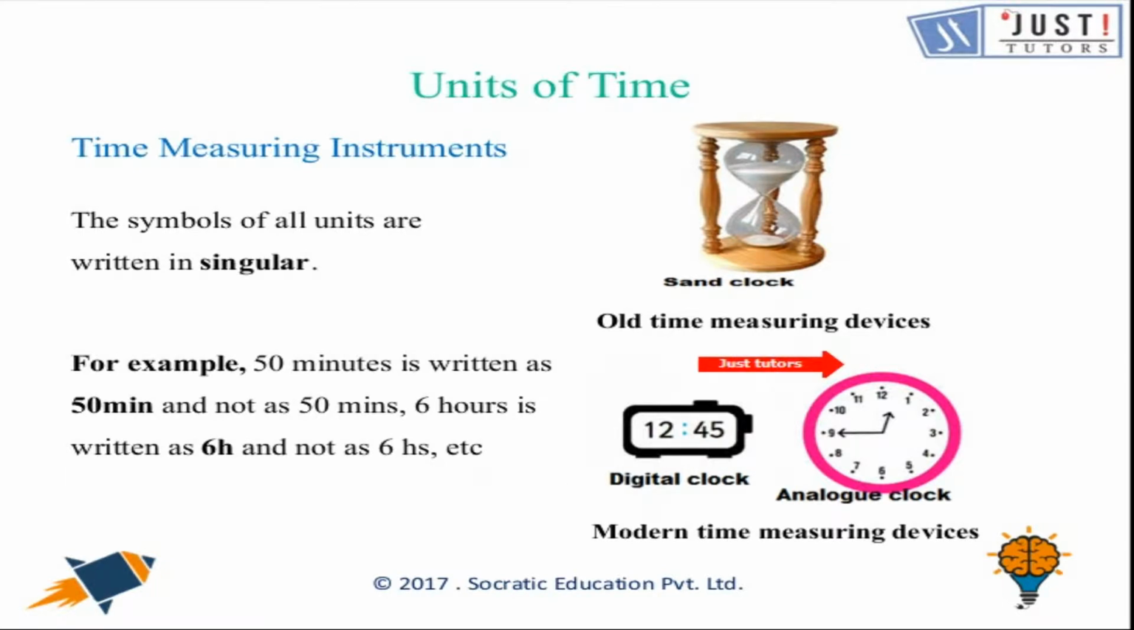One more thing that we should keep in mind is that all the symbols of time and the units of time, they all are written in singular. For example, if we have to write 50 minutes, we just write 50 MIN. We don't write that as 50 MINS. You know, there are other instruments which can measure time smaller than seconds, like scientific clocks and atomic clocks as well.